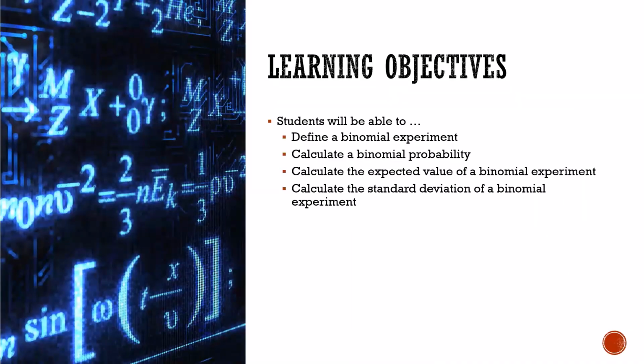We will define what a binomial experiment is. We will calculate a binomial probability. We will calculate the expected value of a binomial experiment and the standard deviation of a binomial experiment, right? Binomial has the prefix bi, which means 2, right? So first off, it is something that has 2 possible outcomes, right?